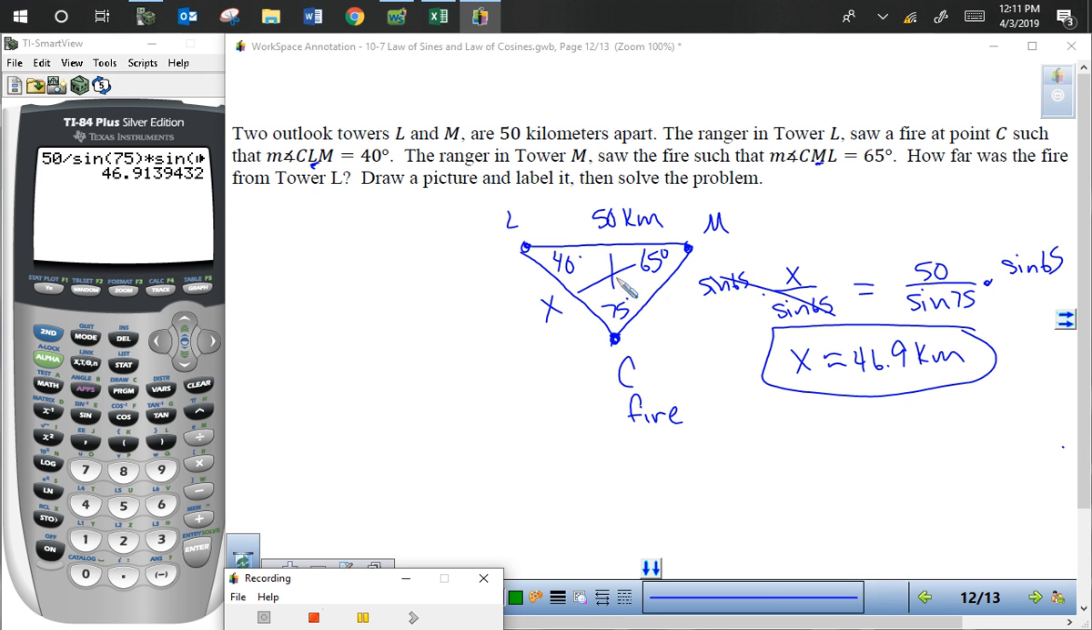We're using law of sines because that missing angle was not 90 degrees. And then our first pair, X goes with 65, second pair, 50 and 75 go together. Multiplying by sine of 65 on both sides, we get 46.9 kilometers. Okay, that makes sense because 65 is smaller than 75, so our answer should be smaller than that 50.